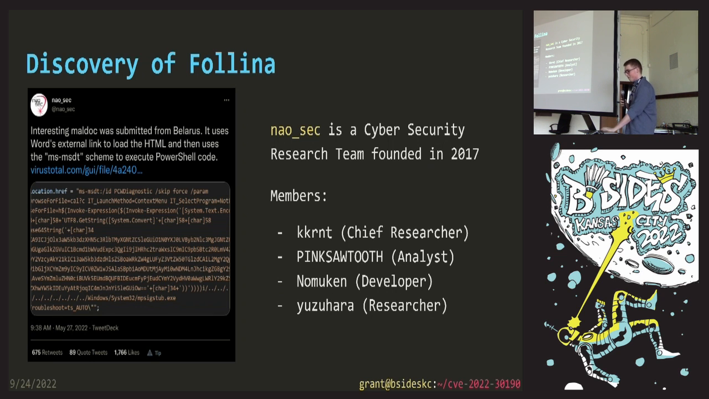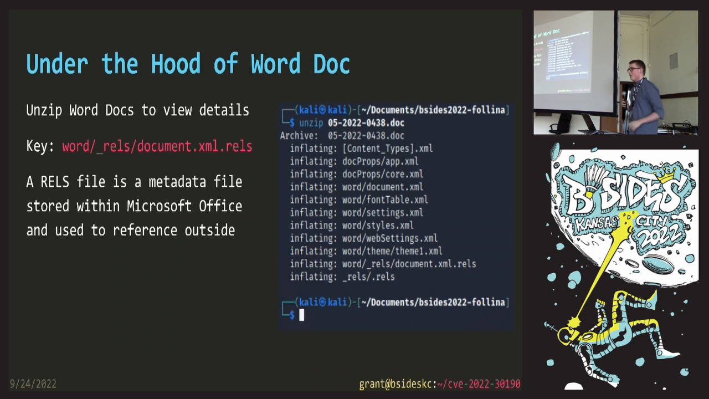That's kind of our first step. So if you've never looked at the details of a Word doc before, it's one file under the .doc extension, right? But think of it kind of like a zip or an archive. It's multiple files compressed into one.